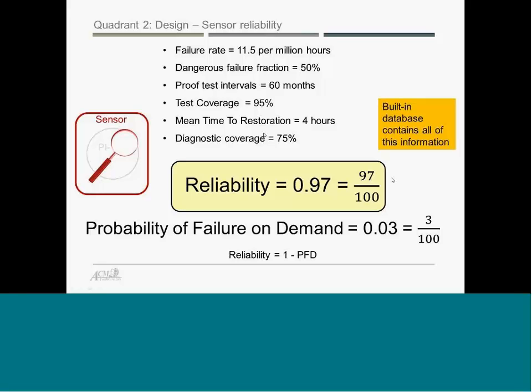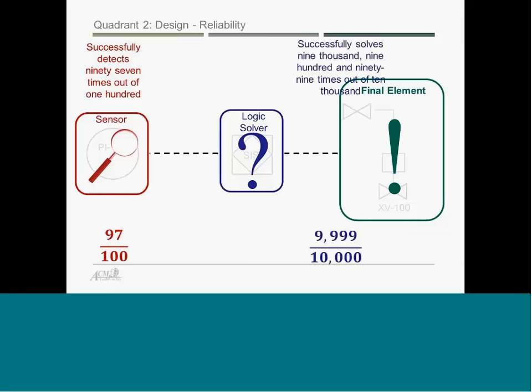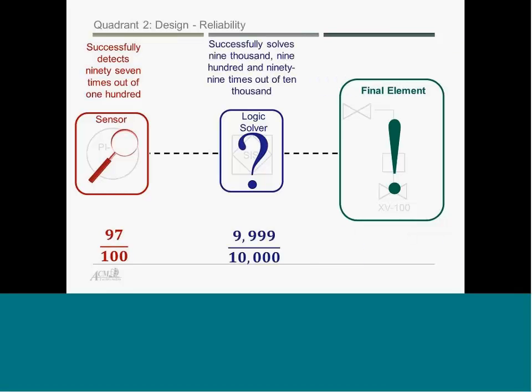So we're going to switch between them a couple times here so that the math is easier to follow. But just remember at all times, it's just one minus the other. Again, we look back at our full SIF, and we said our sensor successfully detects 97 times out of 100. Our logic solver, to determine that, we're not actually going to do the reliability equation. We're going to get this straight from the vendor. They're going to say successfully solves 9,999 times out of 10,000.